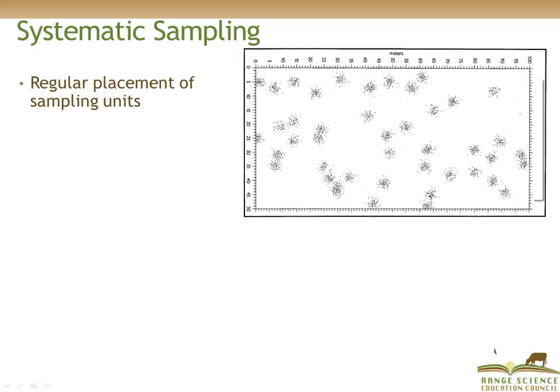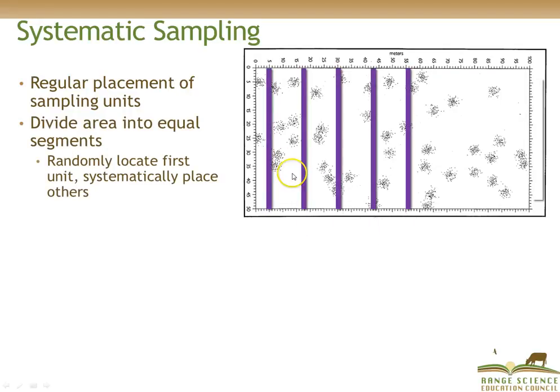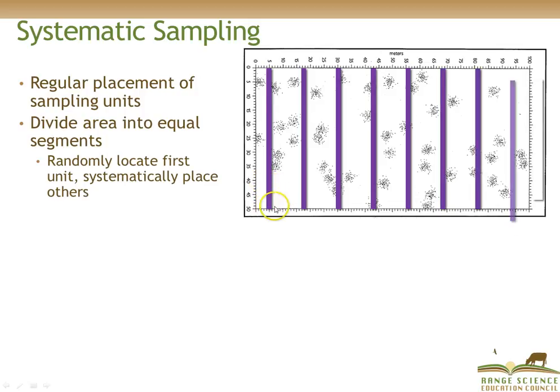Systematic sampling is very commonly done in certain applications for sampling, and this involves the regular placement of sampling units. We divide the area into equal segments and then randomly locate the first unit. We systematically place subsequent units relative to that first one. So this first belt transect was randomly placed, and then each subsequent one is placed at an equal distance from the next or adjacent transect.